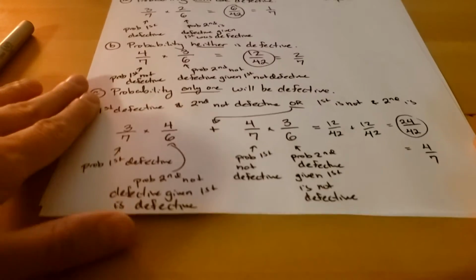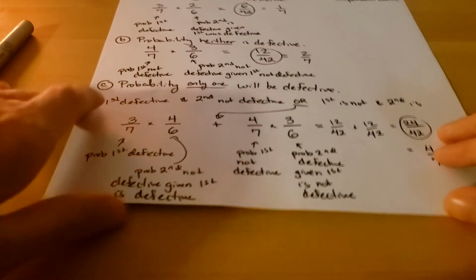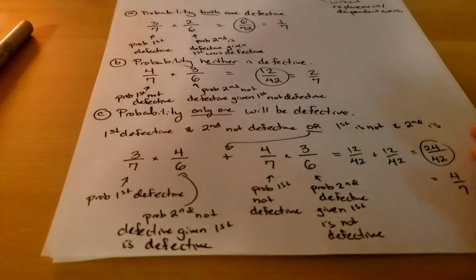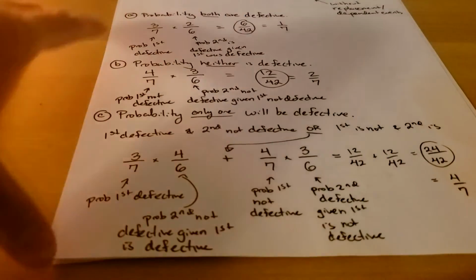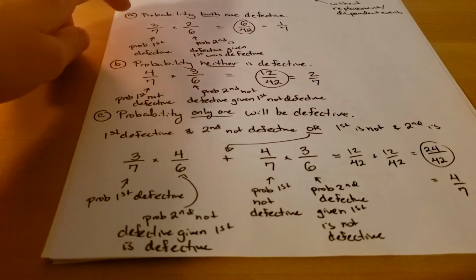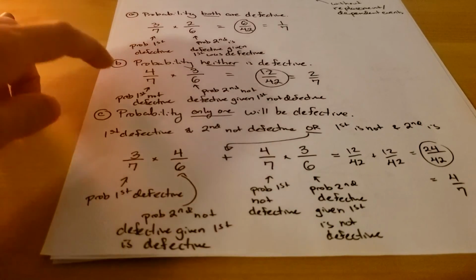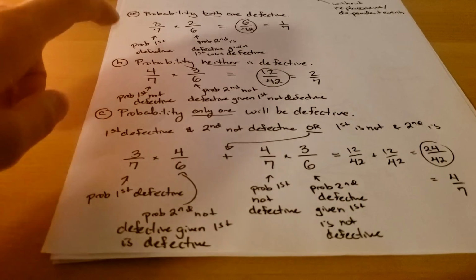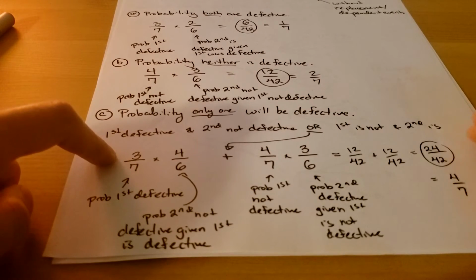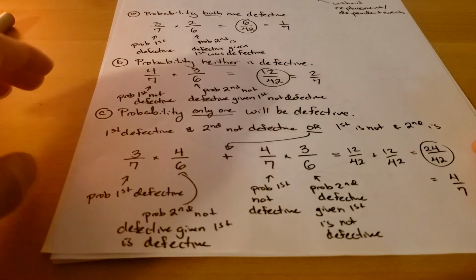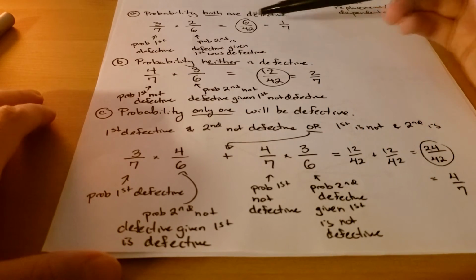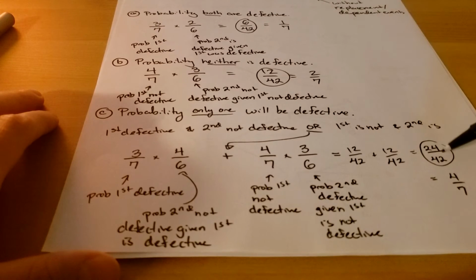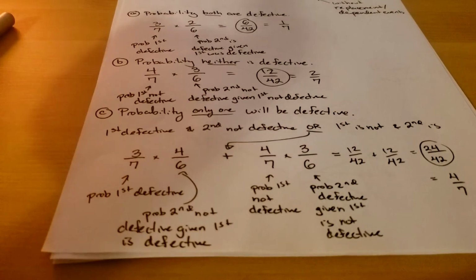And another interesting thing that we might notice here is, if we consider all possible outcomes of this experiment, you could get 2 defective DVDs, you could get 2 that are not defective, or you could end up with the first one defective and the second one isn't, or the first one is not defective and the second one is. If we add 6 over 42, 12 over 42, and 24 over 42, those add up to 42 over 42, which ends up being 1.